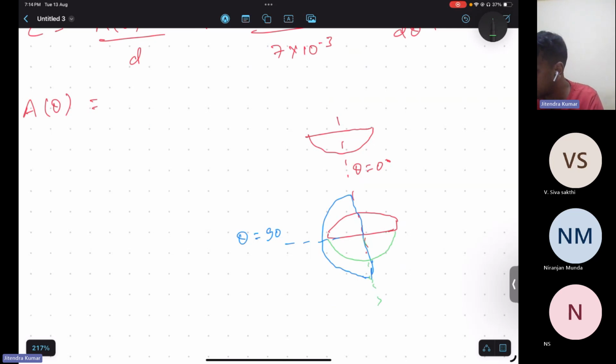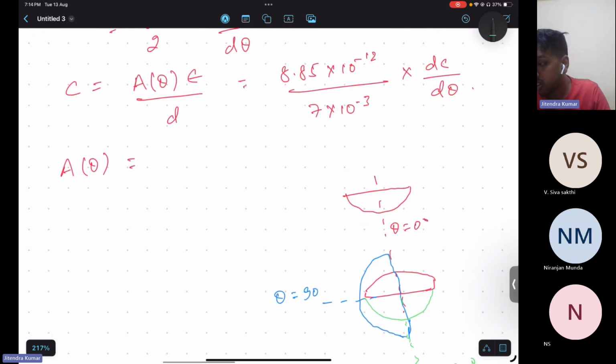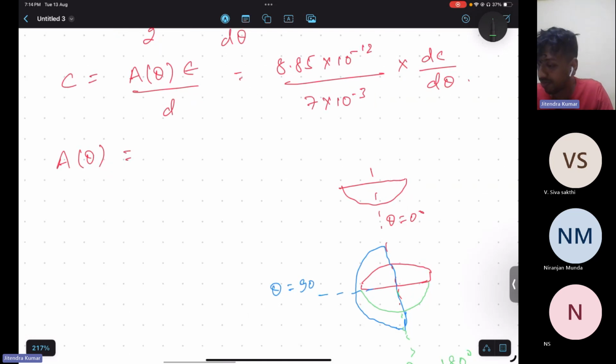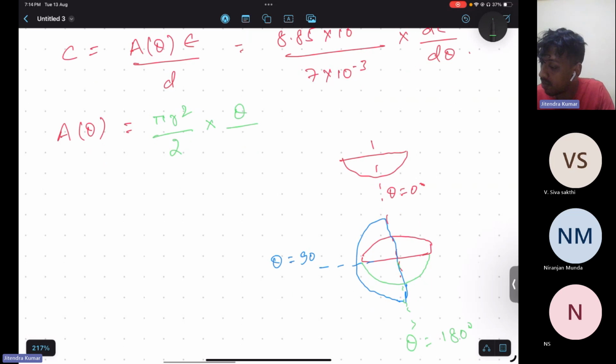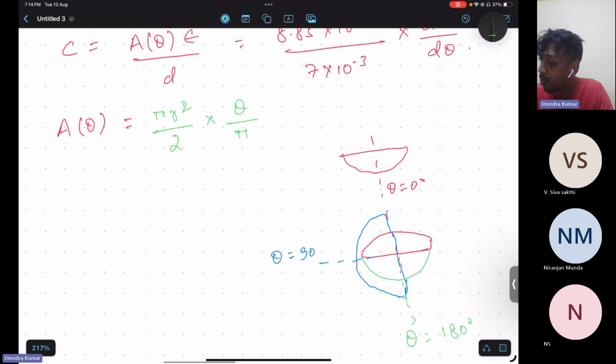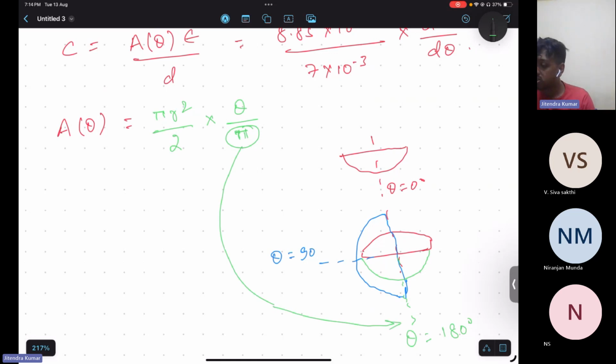And this axis is theta equal to 180 degree. So we have to consider theta as 180 degree, isn't it? So A theta will be nothing but pi r square by 2, that is the area of the semicircle, into theta divided by pi. Why pi? Because this parameter is related to this limit. As soon as it reaches the axis of 180 degree, the overlapping area will be 0.